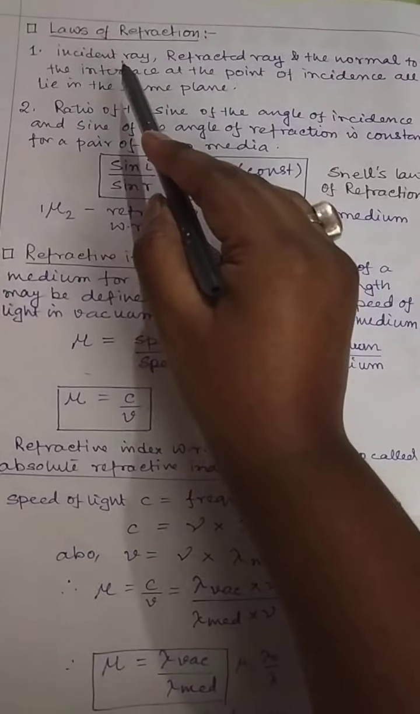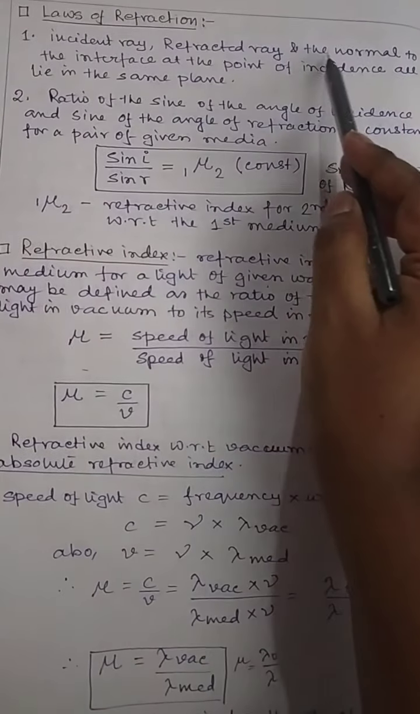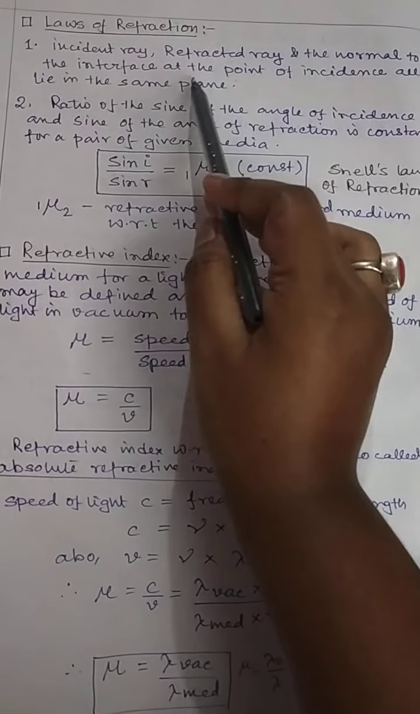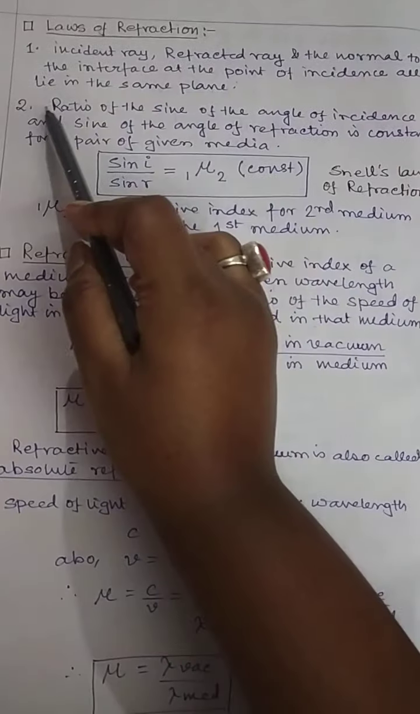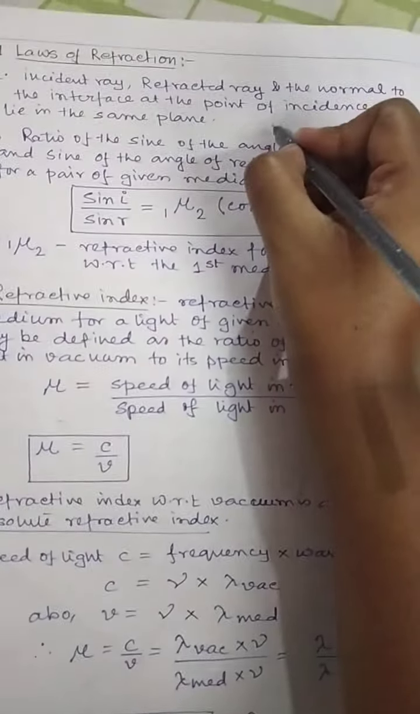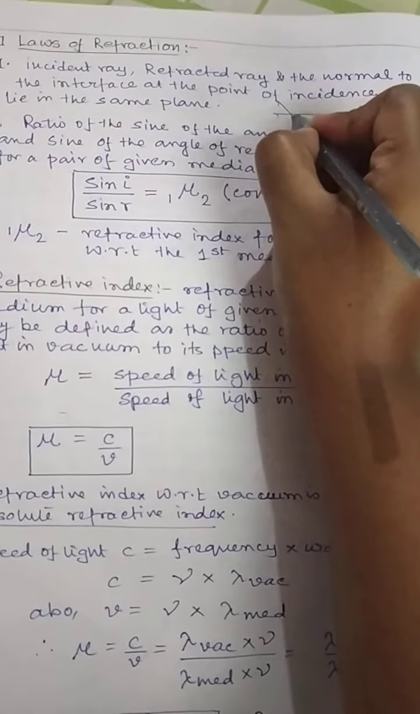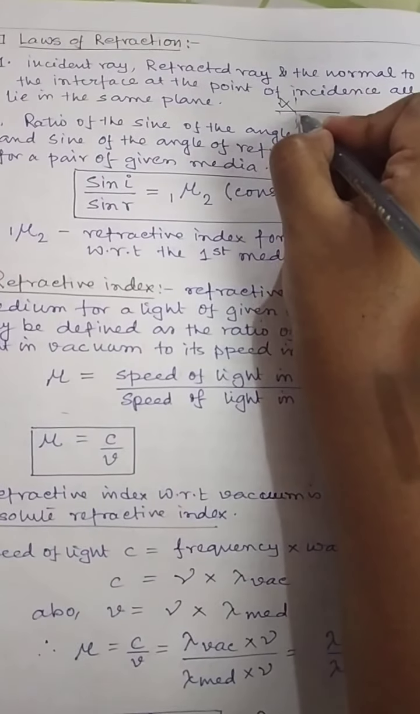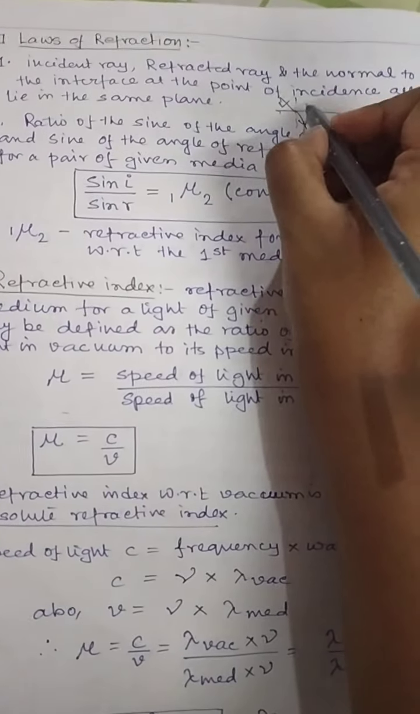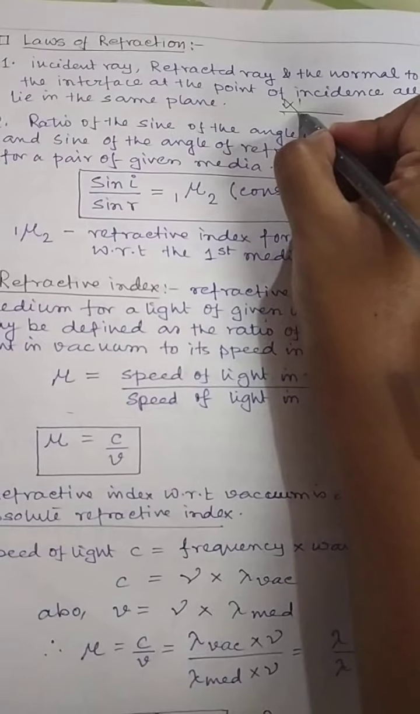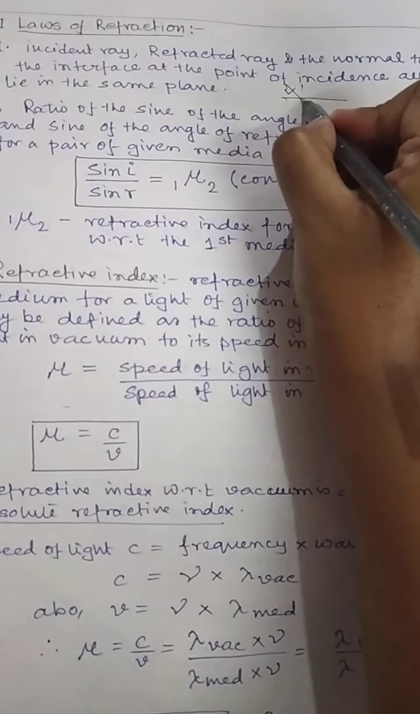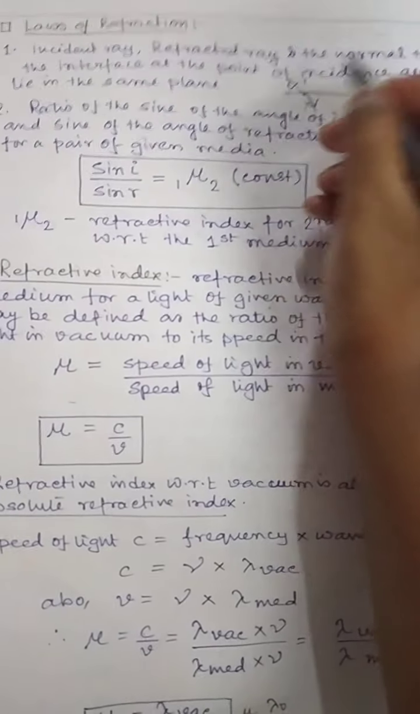So the first law says that the incident ray, the refracted ray and the normal to the interface at the point of incidence all lie in the same plane. That means we have seen that the incident ray, the normal and the refracted ray, they all lie in the same plane and also at the same point, which is called the point of incidence, right?